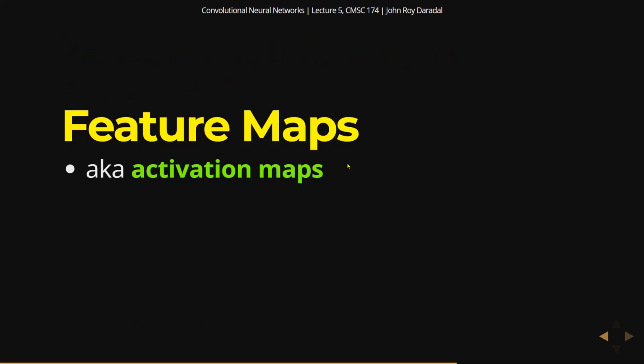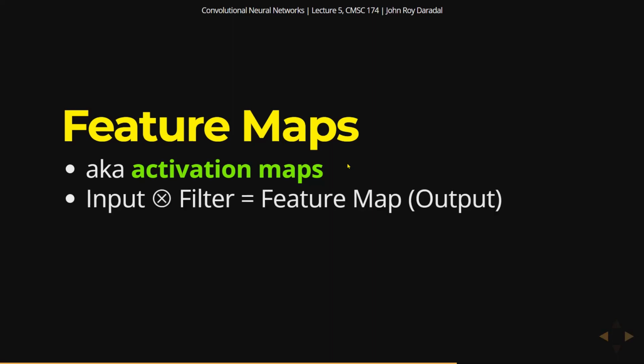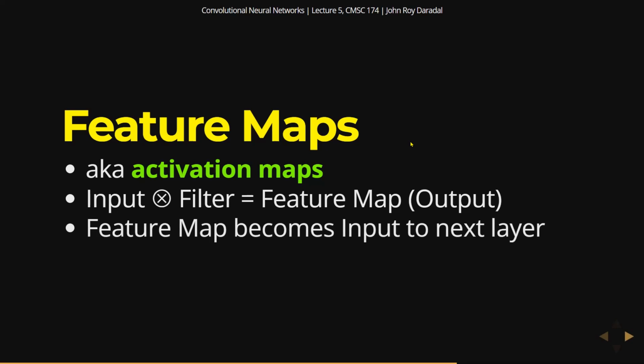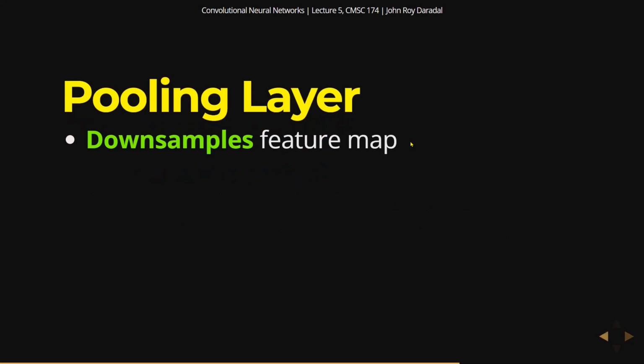Okay, so we mentioned feature maps earlier. Those are also known as activation maps, and basically the feature map is the output when we convolve the input and the filter. Okay, so that's what we call the feature map. And the feature map of this layer, the output of this layer, becomes the input to the next layer. So we're feeding the feature maps forward. Okay, so we're done with the convolutional layer.